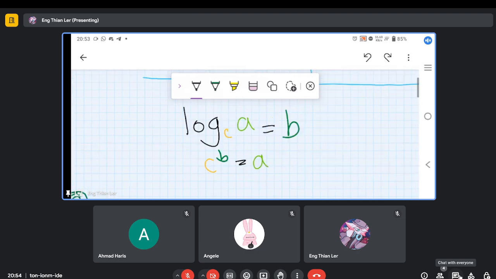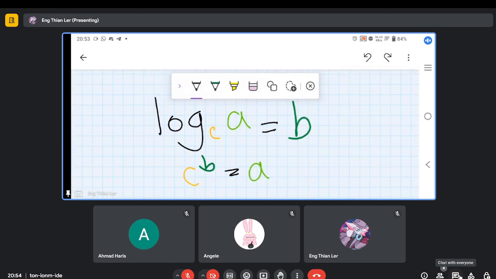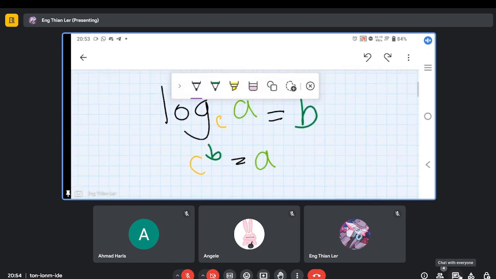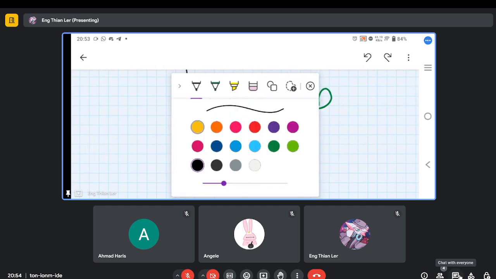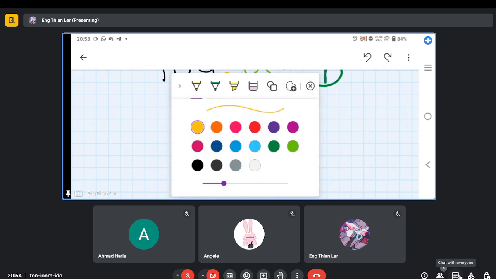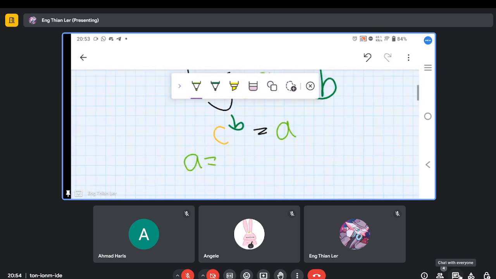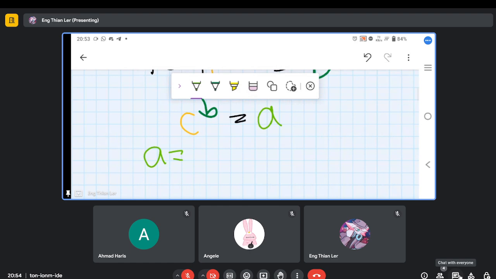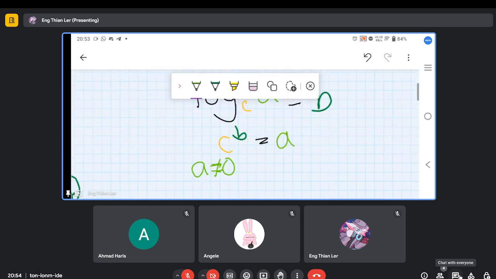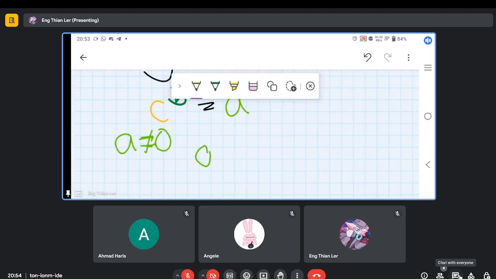So that's basically logarithm, and we need to know the conditions for those numbers. First, we look at A. We know that A cannot be 0. Why? Let's say A to the power B equals 0. It's not possible. Even though B is 0, you still get 1. So A cannot equal 0. If A equals 0, this means that B equals negative infinity already.